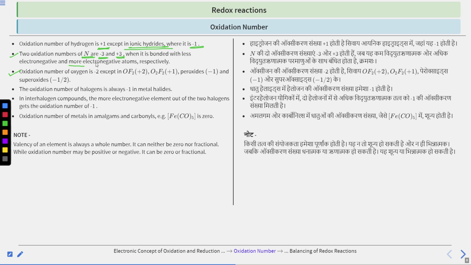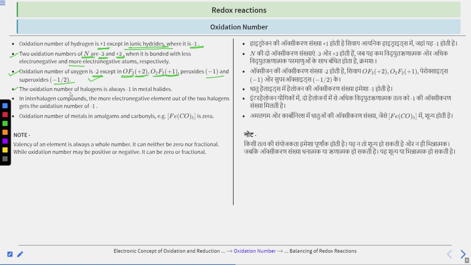Next, the oxidation number of oxygen is -2 except in OF2 where it is +2, in O2F2 it is +1, in peroxides it is -1, and in superoxides it is -1/2. So the oxidation number of oxygen is -2 in every compound except some, like OF2 with +2 and O2F2 with +1. In peroxides it is -1, and in superoxides -1/2. Other than that, in every molecule the oxidation number of oxygen will be negative.